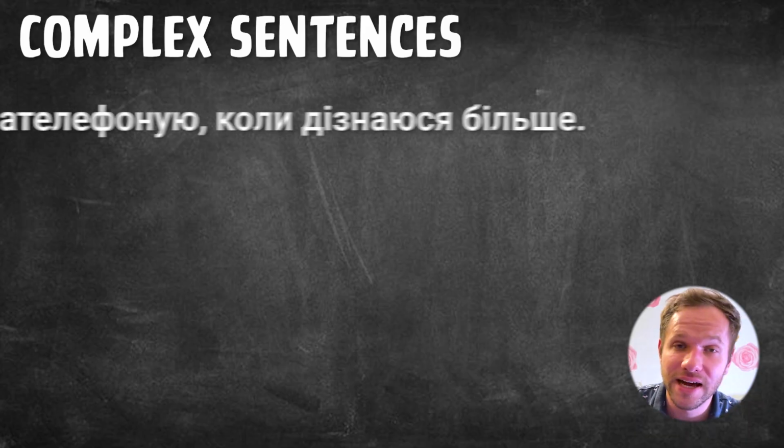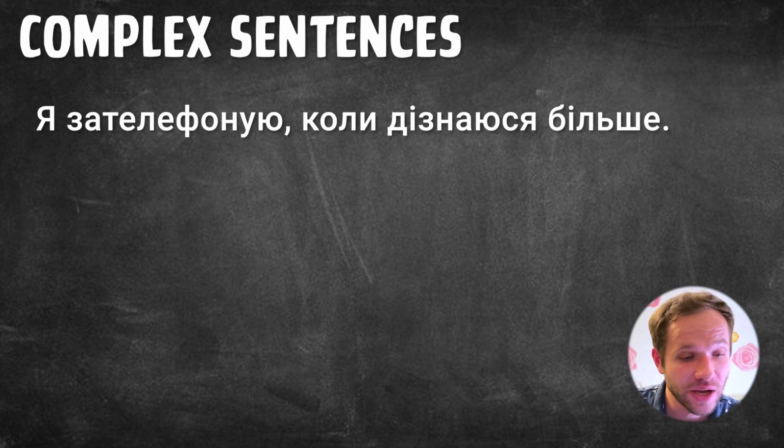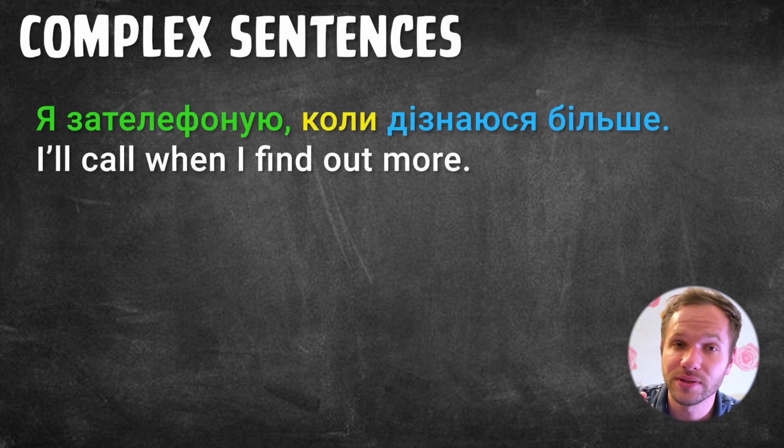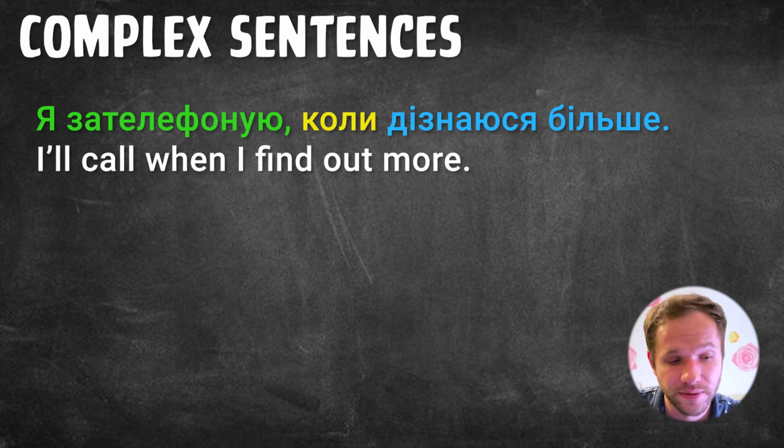And let's look at the more complex sentences. Давайте подивимось на більш складні речення. Я зателефоную, коли дізнаюся більше. It's in the future tense. I will call when I find out more. Here we can see the usage of a conjunction that connects dependent and independent clauses in the sentence. Я зателефоную, коли. Коли. This word connects the first part and the second part of the sentence. I will call when. Коли.